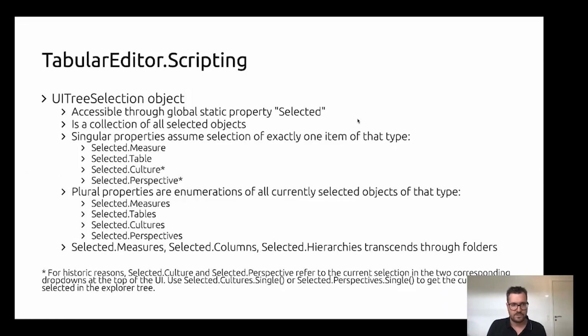All right. So the next thing I want to talk about is the Tabular Editor scripting library. Because this is a library that enables some interaction between Tabular Editor's UI and the script itself. Specifically, we have an object in the library called UITreeSelection, and this object is the one that enables us to know what the user has currently selected in the Tabular Editor model tree. So you can access this object through a global static property called Selected. And it basically just represents a collection of all of the objects that are currently selected.